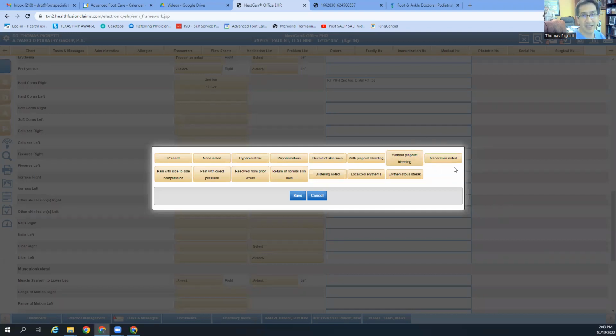If they're using a Nuvakaan wart peel or an over-the-counter product that has acid in it, it tends to macerate the skin. Warts tend to be painful on side-to-side squeezing compression. It can also be painful with direct compression. Obviously, if it looks like it's resolved on a follow-up exam, or if there's normal return of skin lines, those are positive findings. Sometimes there'll be blistering if we're using wart peel or another acid or another treatment. And sometimes there might even be a little bit of local inflammation or infection that has erythema with it.